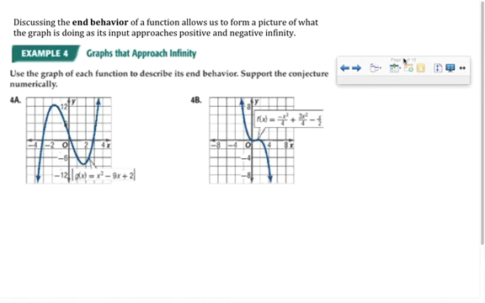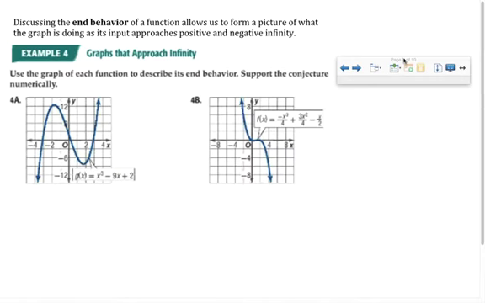Finally, we come to talking about end behavior. And with end behavior, the main thing that you're looking at is, as I go further to the right, is my graph going all the way up or all the way down, or does it look like it's kind of flattening out towards a number? And the textbook divides them into two categories, graphs that approach infinity and graphs that approach a number. So you see that these examples are titled graphs that approach infinity.